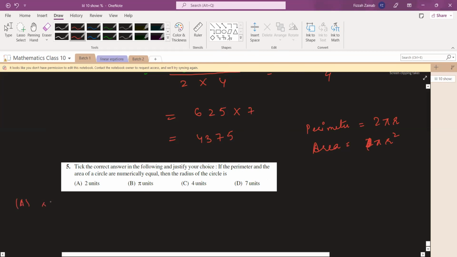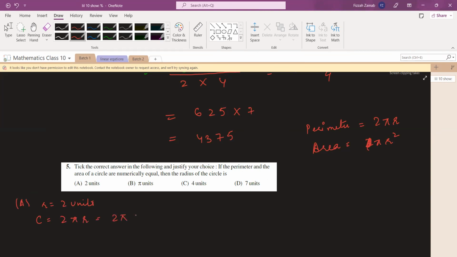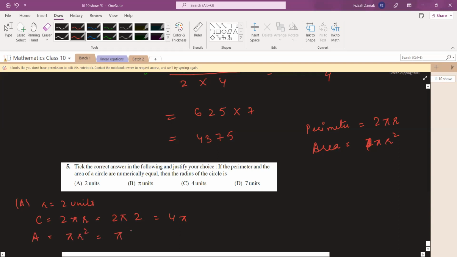No problem. Now A. So r is 2 units. What is the circumference? 2 pi r, that means 2 into pi into 2, so this is 4 pi. You can leave the answer in pi. And the area will be pi r square, so pi into 2 square, which is 4 pi. So for A itself, you are getting it. That means if r is equal to 2 units, the circumference and area come out to be the same. Same way you can check for B, C, D, but A is the right answer here. So in this exercise, please mark in your book, question numbers 1 and 4 are important from the examination point of view.